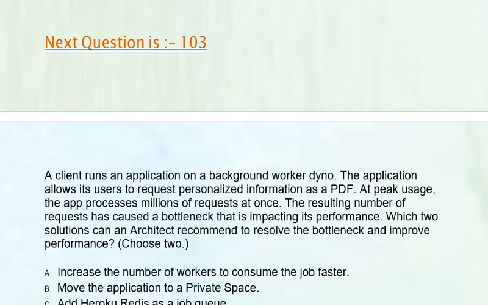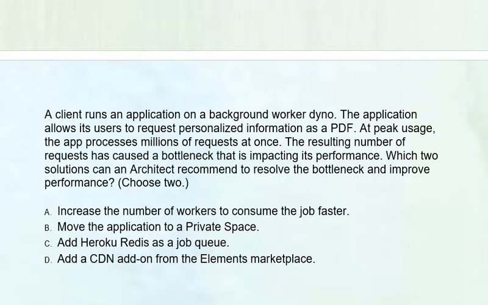Question: A client runs an application on a background worker dyno. The application allows its users to request personalized information as a PDF. At peak use, the app processes millions of requests at once. The resulting number of requests has caused a bottleneck that is impacting its performance. Which two solutions can an architect recommend to resolve the bottleneck and improve performance?